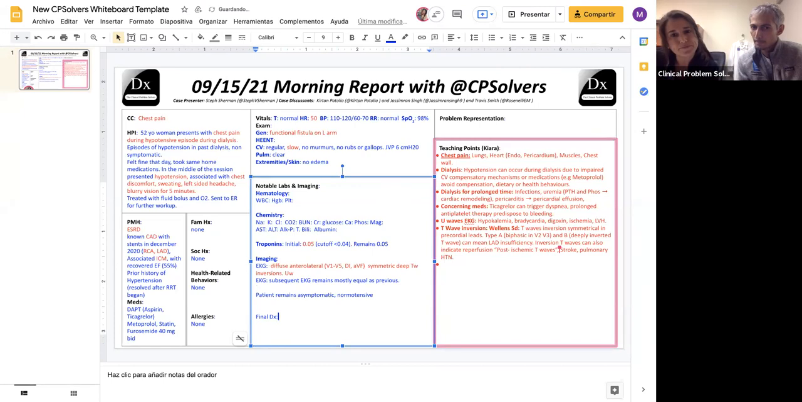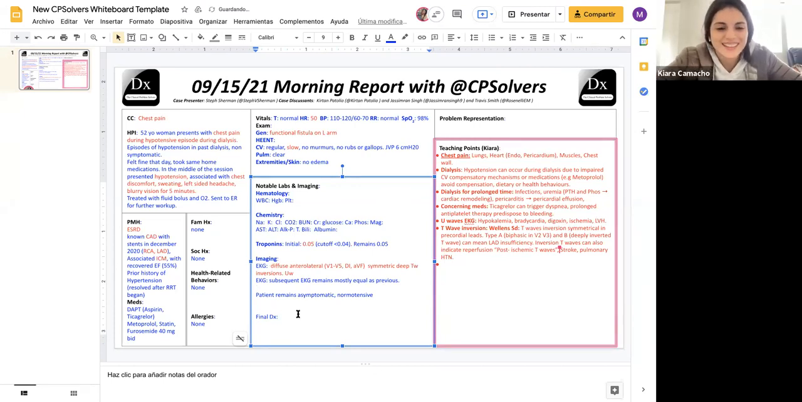Thank you so much, Steph, for presenting this case. It was a very beautiful case and expert discussions. So we had a female patient with a past medical history of ESRD and coronary artery disease with some stents previously. She developed chest pain after her dialysis, and this chest pain resolved after that.